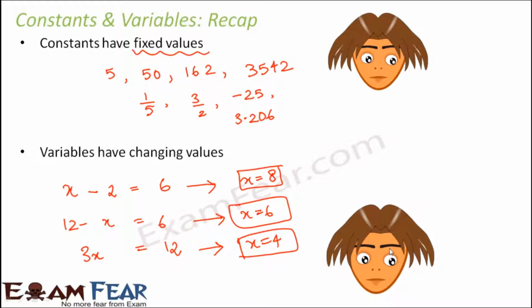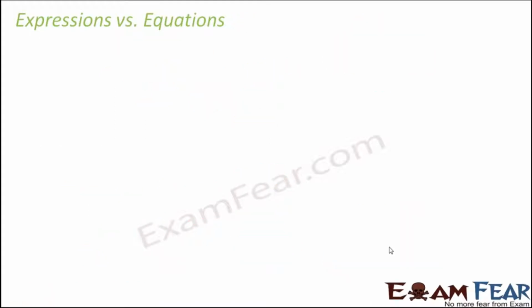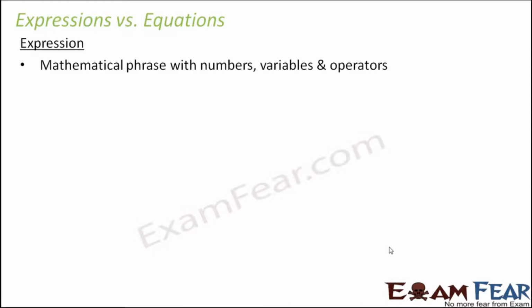So these are variables. Now many times children get confused between expressions and equations. So let us very neatly distinguish the two. When we talk about a mathematical expression, an expression is a phrase with numbers, variables and operators. You will have constants, you will have variables, you will also have operators like plus, minus, divide, multiply. You will have all these operators, but you will not have an equality sign. You are basically not equating anything in an expression.